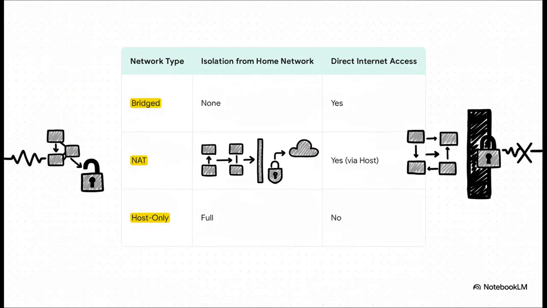So this table kind of breaks down our three main options. We've got bridged, NAT, and host only. And as you can see, they give you wildly different levels of protection and internet access. Let's dig into what each of these actually means for your safety.